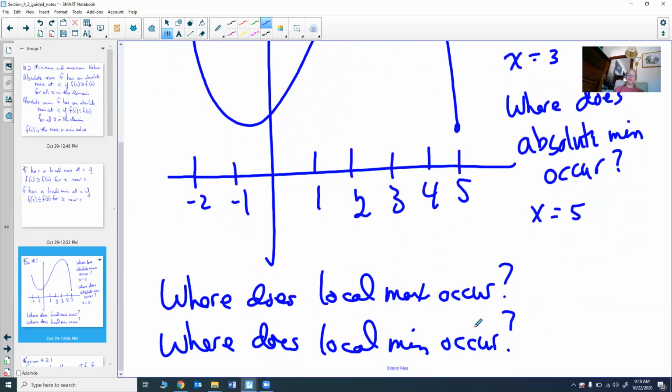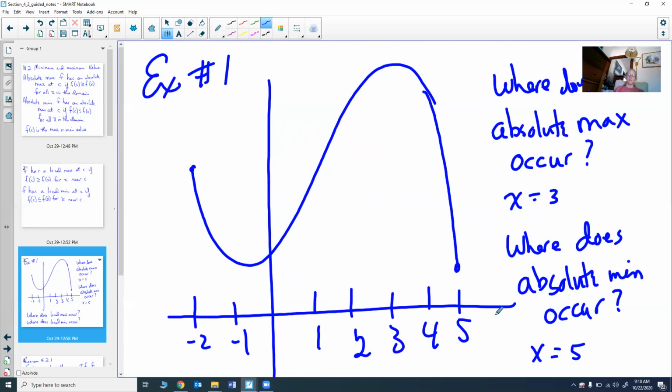We also want to know, where does the local max occur? With a local max, again, if I start here and come down and go up, near this point at x equals 3, that's my local max also, because that's the highest point I'm going to have near this x equals 3. There's nothing else. Here at x equals 2, it looks like it's a max.